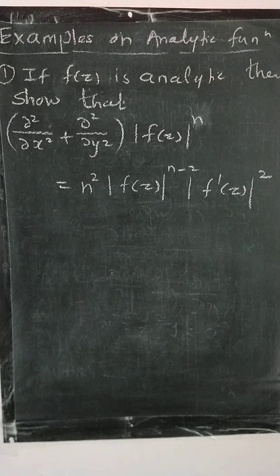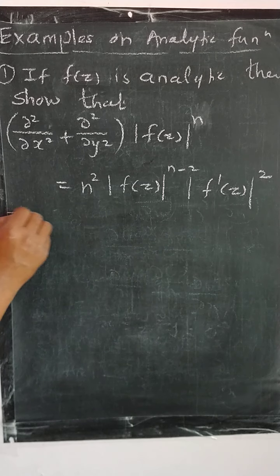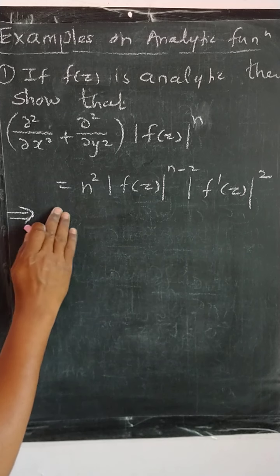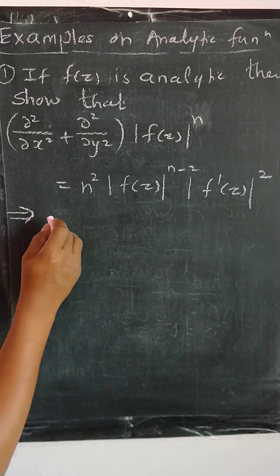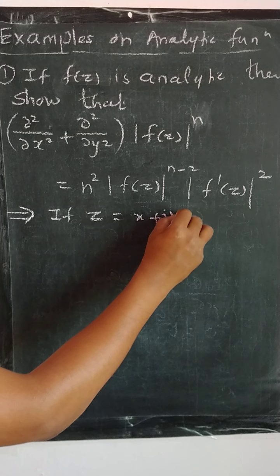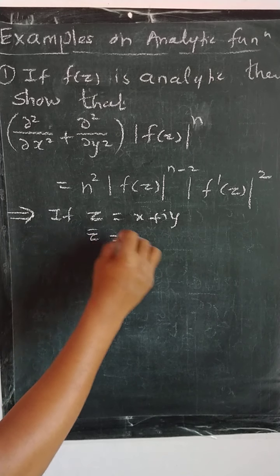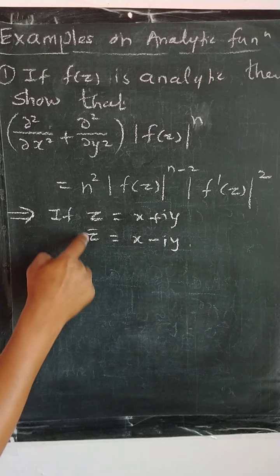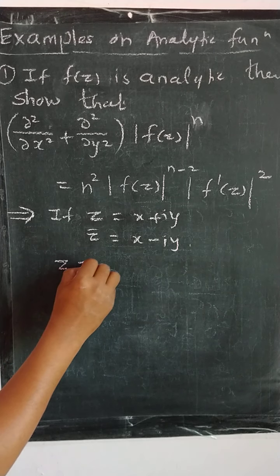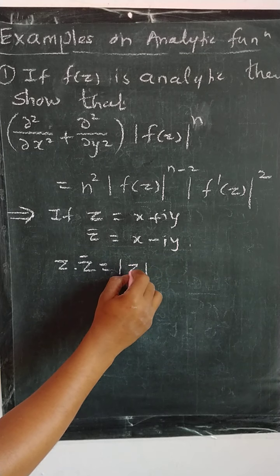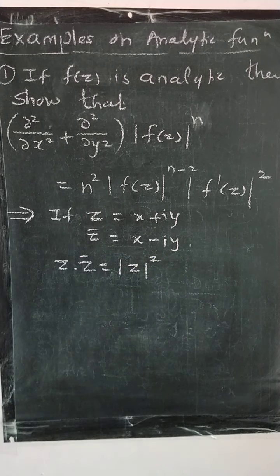So to discuss this example, let us recall two things. First is the property of complex number z, that if z is a complex number of the form x plus iy, then z bar will be its conjugate, that is of the form x minus iy. Then we have the property that z into z bar is equal to |z|². This is the property of a complex number.